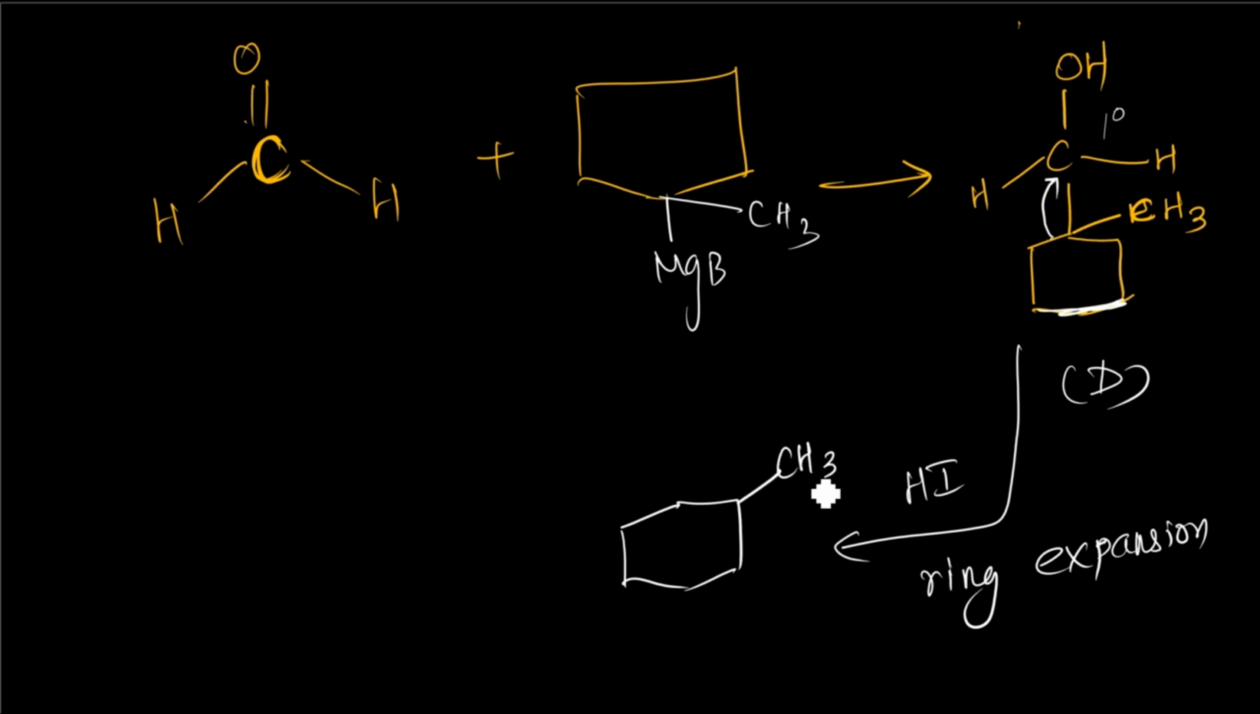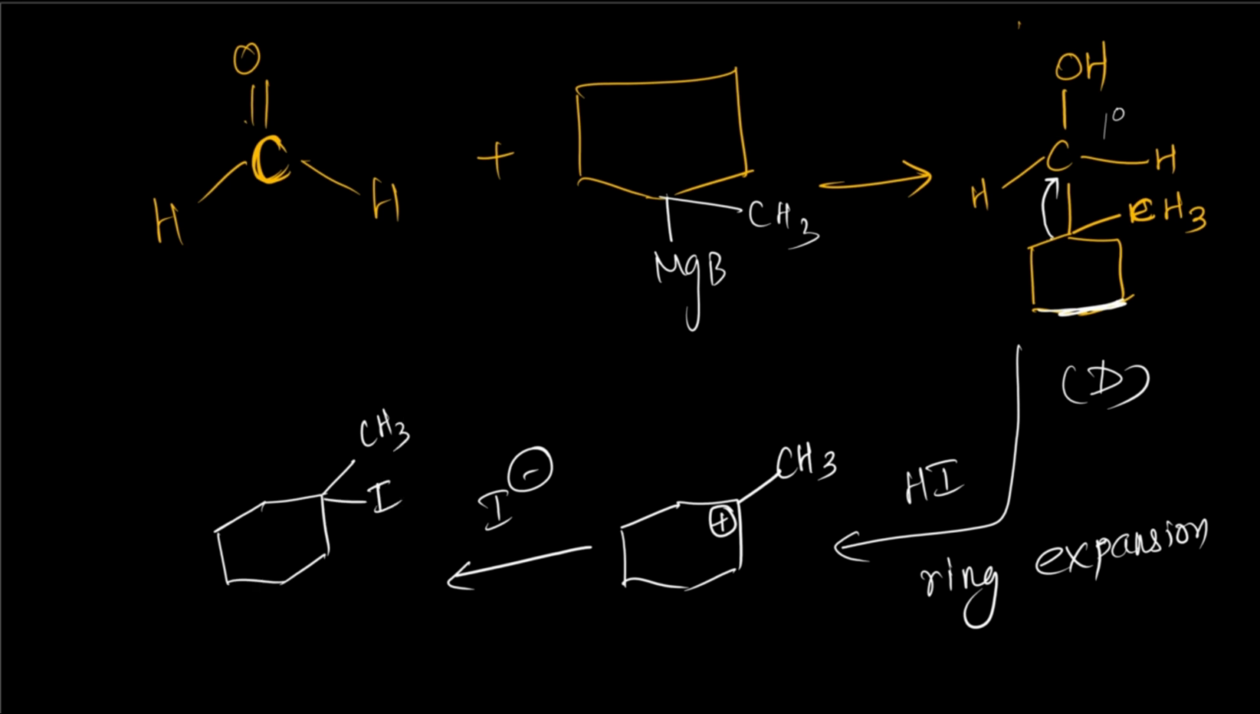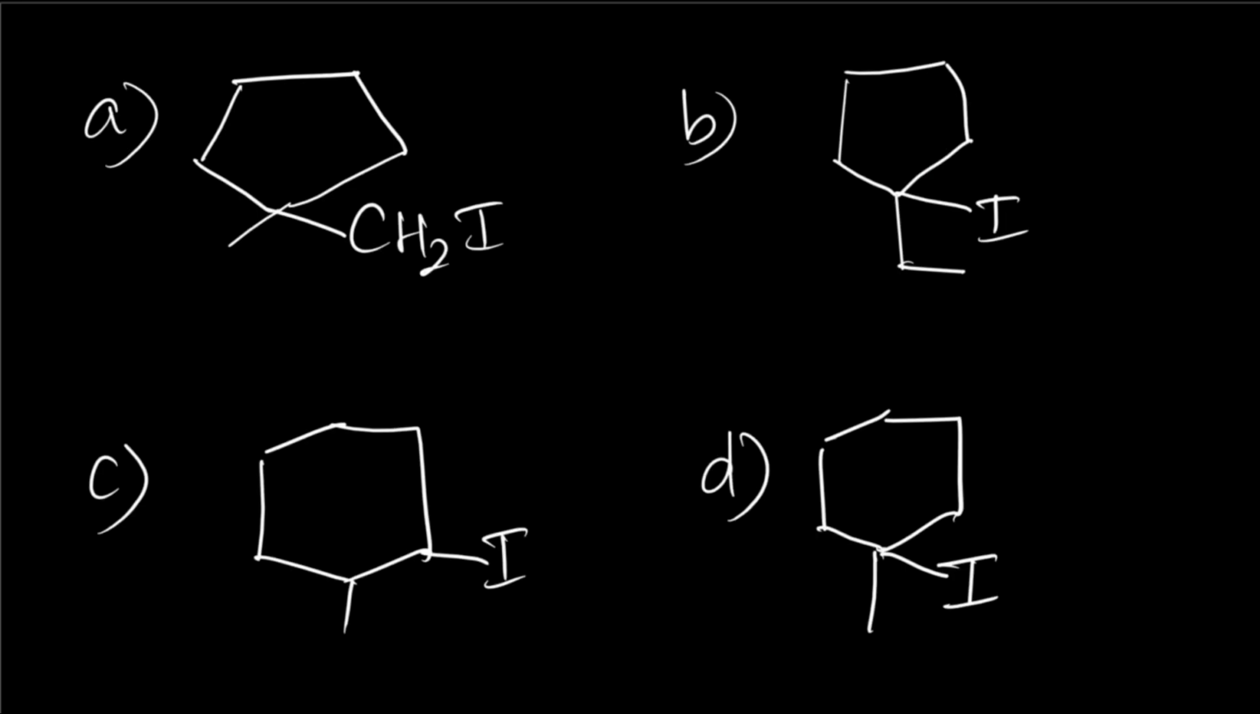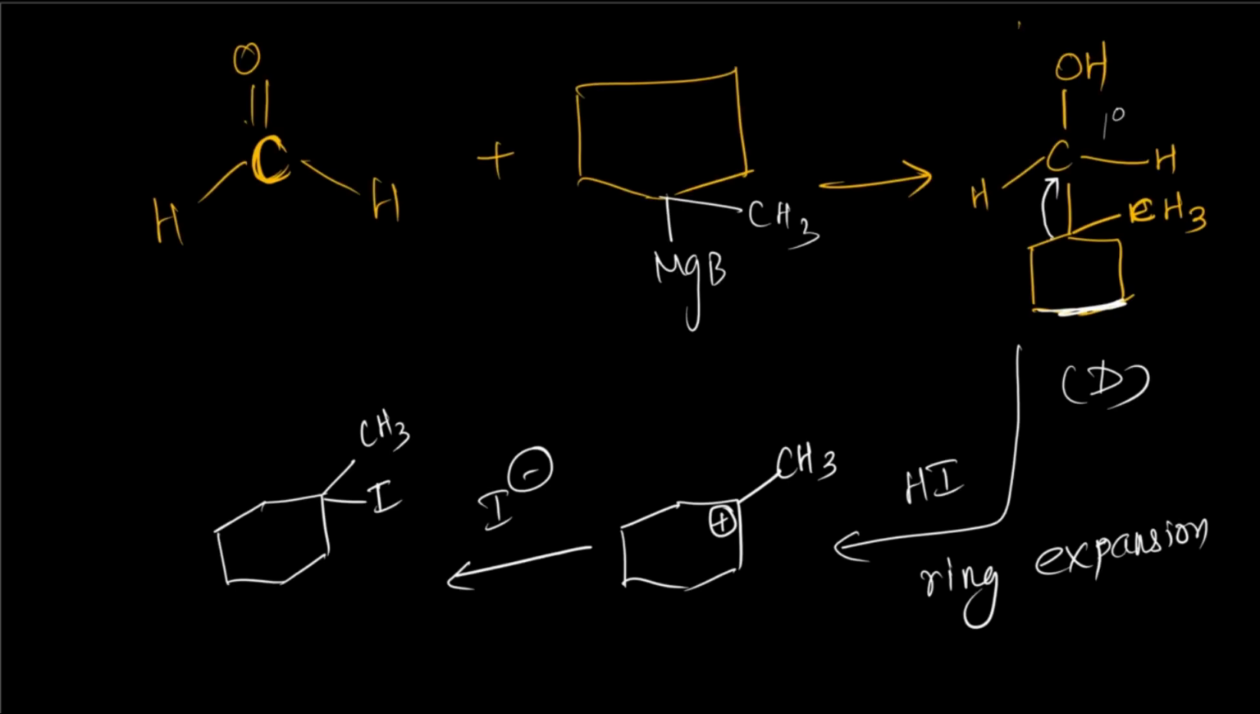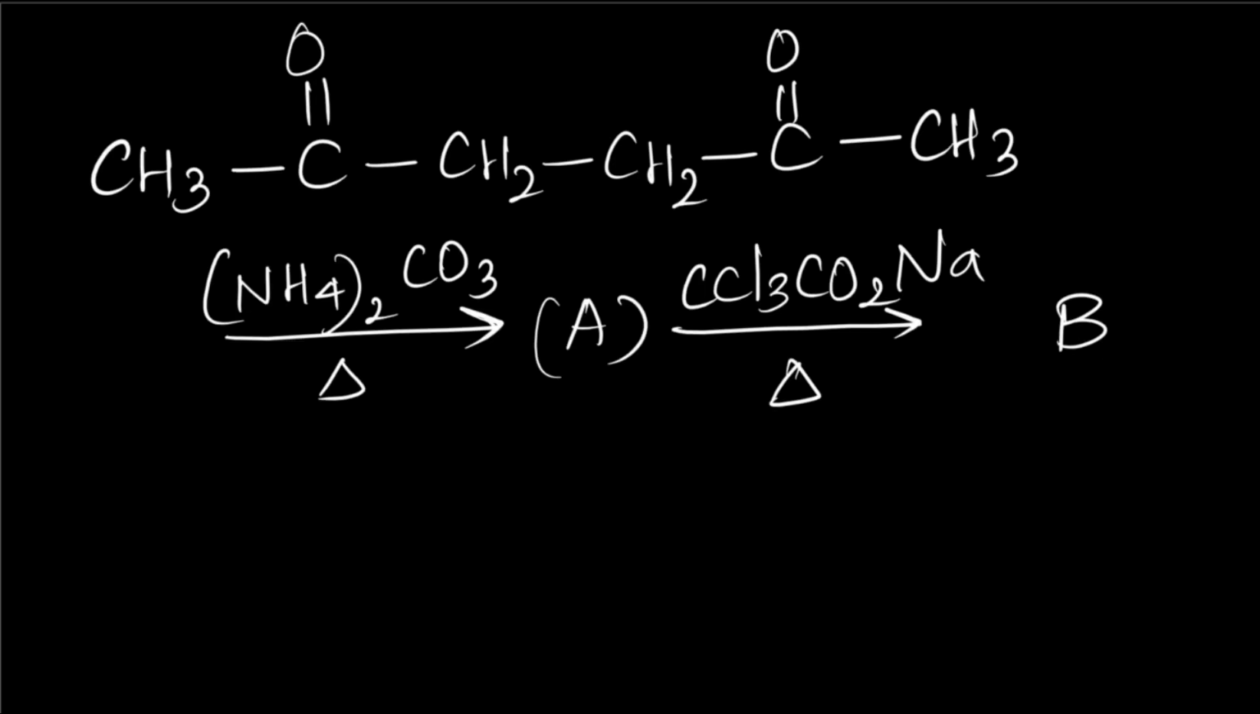Here I am having CH3, that position becomes vacant, so the I minus will come and attack over there. So a 6-membered ring, with CH3 and I. So that is my answer. Let's check. Yes. So here I'm having option D, 6-membered ring, CH3 and I. Okay, so very simple, but you need to know what should be applied.